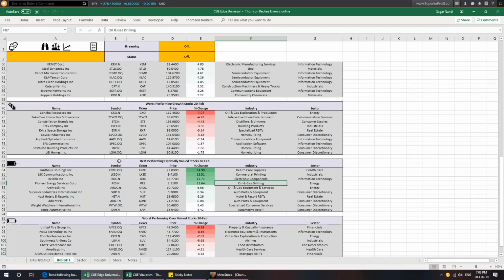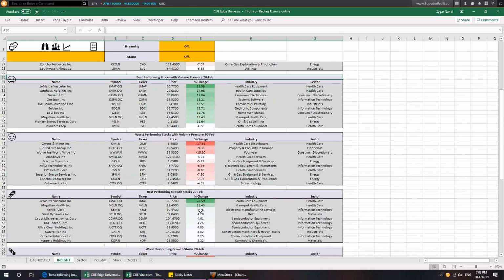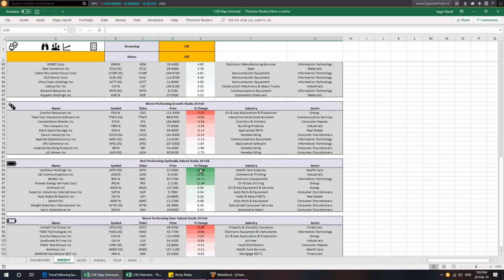We have these insights. In the insight category, everything can be calculated in real time. One insight category is best performing value stocks. That is a popular category for many traders, many Q traders. You can also look for best performing growth stocks or best performing stocks with volume pressure. Let's look at the top 1, 2, 3, 4. We can just choose the 4 of the best performing optimally valued stocks.